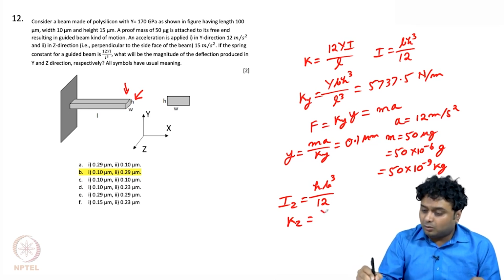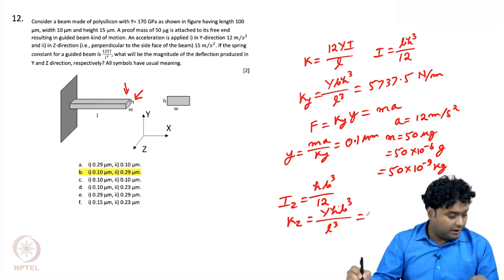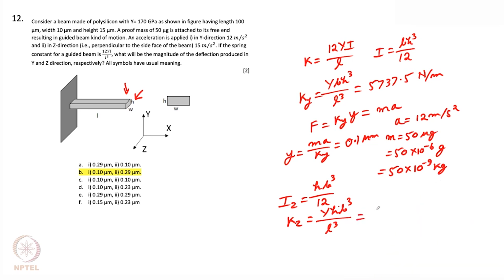All the other terms are same, so it will be Y h b cube by L cube, and that will be equal to 2550 Newton per meter. Okay, so just by changing from y to z direction, the area moment of inertia changes, and because of that kz changes, and then you apply the same again.